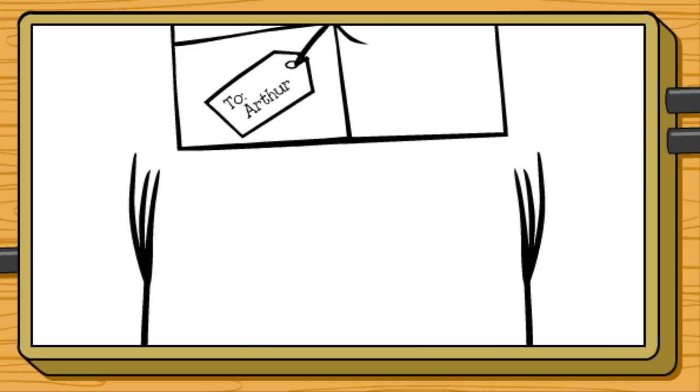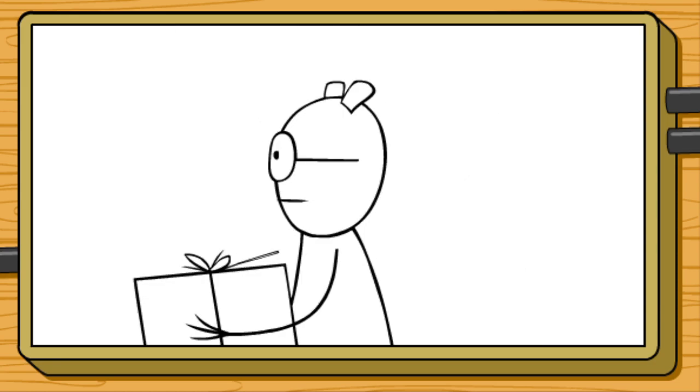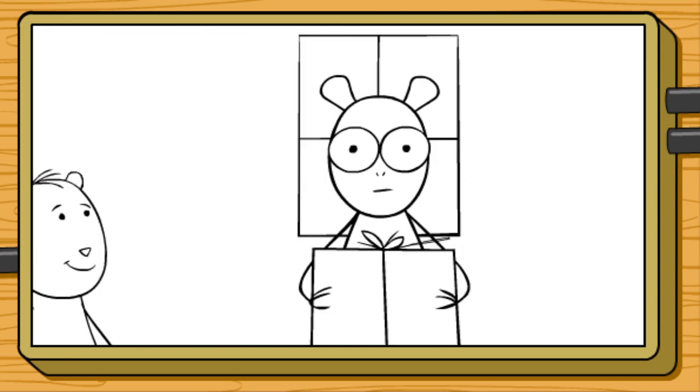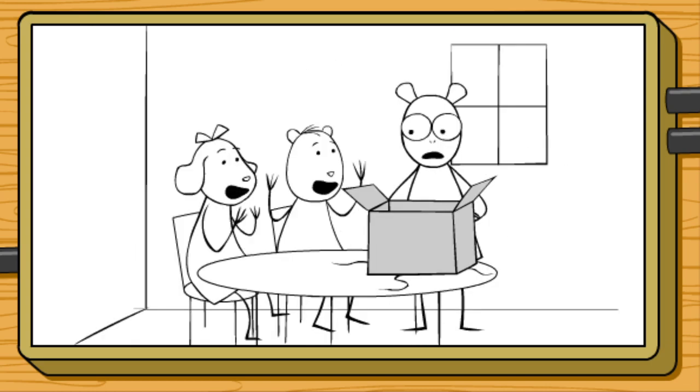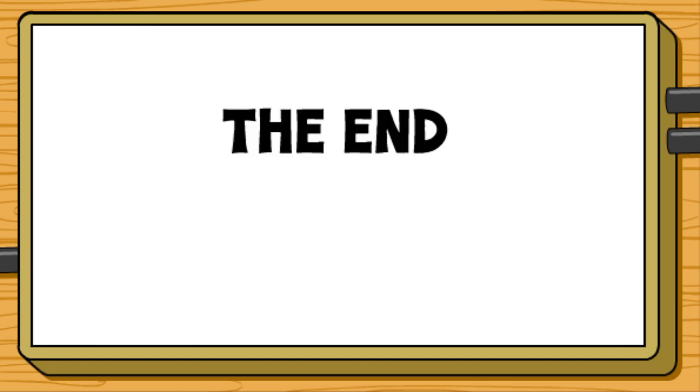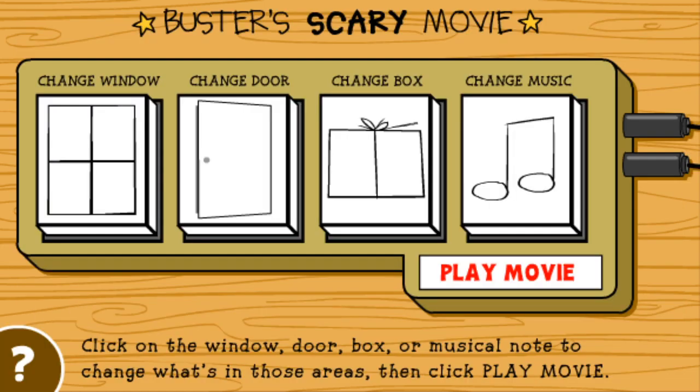Filled with a growing sense of doom, Arthur, his hands trembling, placed the box on the table and began to open it. And while his friends were all screaming in fright, Arthur realized that this was the scariest birthday party he'd ever had. The end.